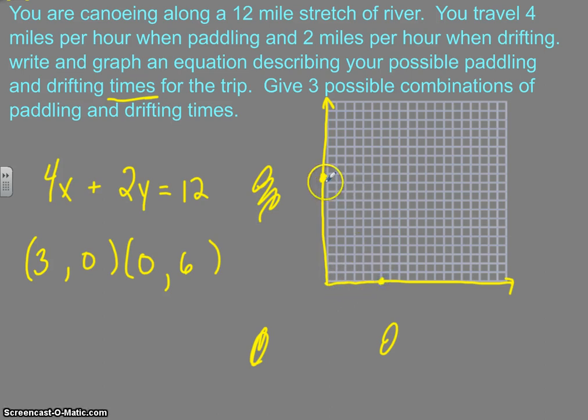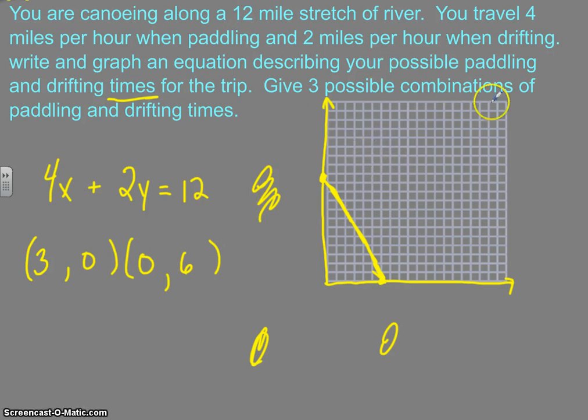Now, since we have no negatives, we start and end. That's going to be straight, obviously, but we're going to start here and end here. Not going to keep going with this. It's not a line because it's real world. Okay, it's a real world problem. Meaning, let's see, if x is 0, I'm not going to actually drift more than 6 hours. If I do, I've gone over my 12-mile stretch. Okay, so I don't need to do that.